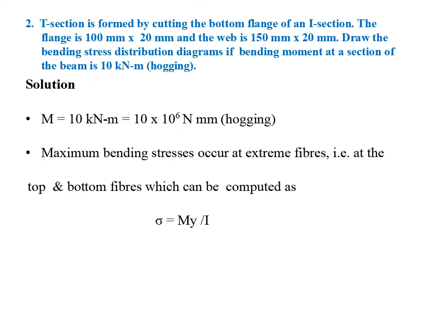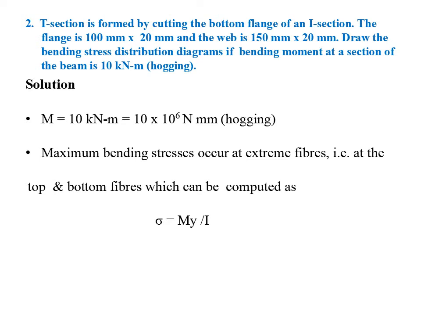And the second problem: a T section is formed by cutting the bottom flange of an I section. The flange is 100 mm into 20 mm and the web is 150 mm into 20 mm. Draw the bending stress distribution diagram if the bending moment at a section of the beam is 10 kilonewton meter hogging.